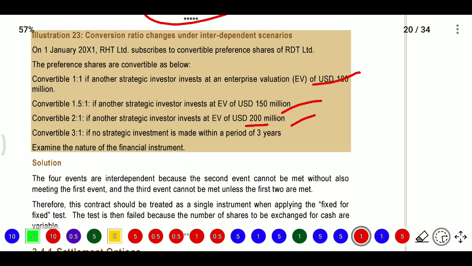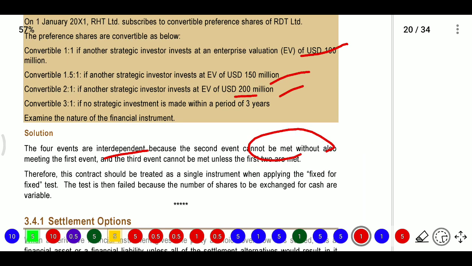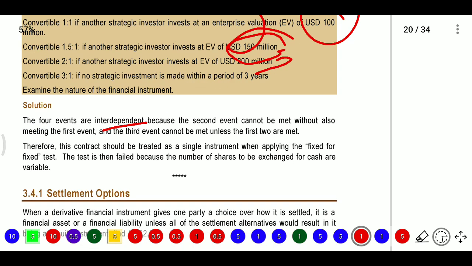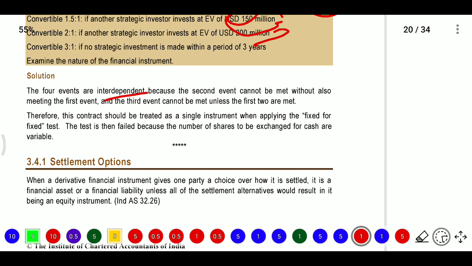Here the 4 events are interdependent, because the second event cannot be met without meeting the first event. So if you are coming to 150, it means the 100 is crossed. If you are coming to 200, it means 150 is crossed. The second event cannot be met without also meeting the first event, and the third event cannot be met unless the first 2 are met. Therefore this contract should be treated as a single instrument when applying the fixed-for-fixed test. The test is then failed because the number of shares to be exchanged for cash is variable.